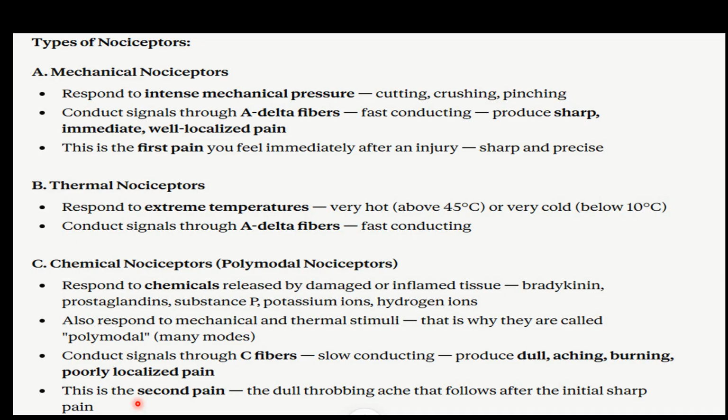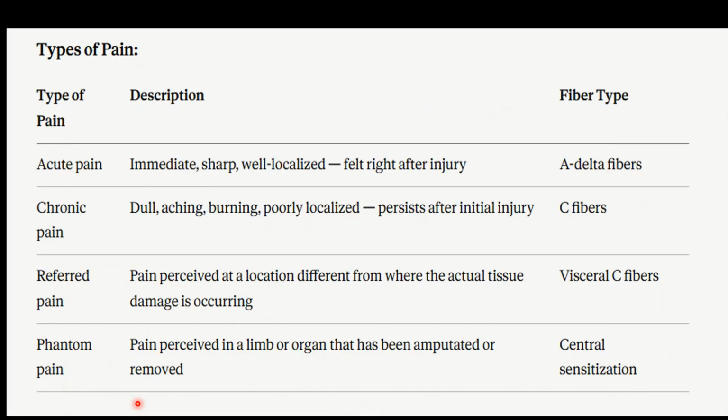Okay, so we discussed the types. Now it's time to understand the types of pain, like how many types of pain there are. Okay, so I have created this simple table which will explain everything in detail. The first thing is, first pain is acute pain. Okay, immediate, sharp, well localized, felt right after the injury, like A delta fibers.